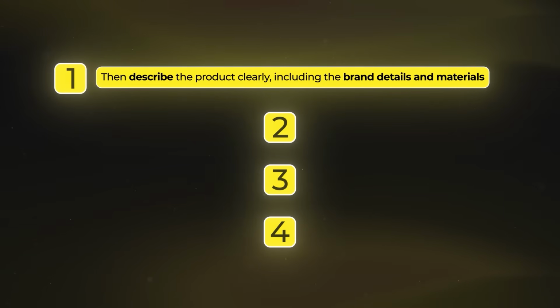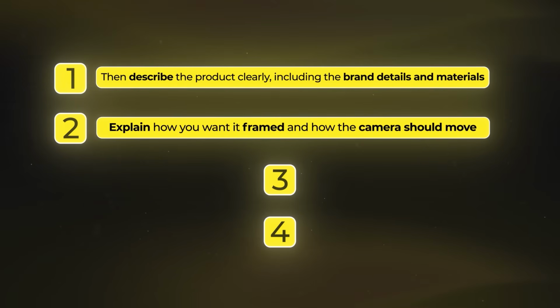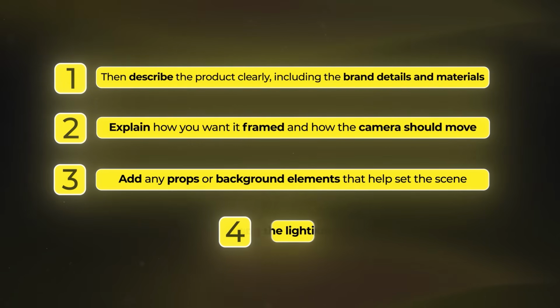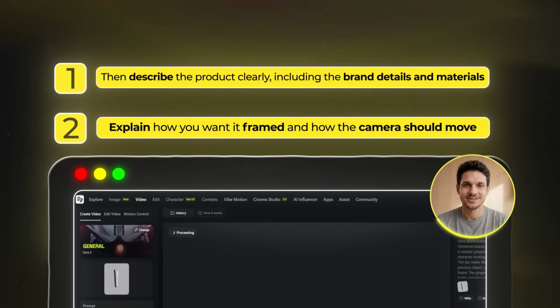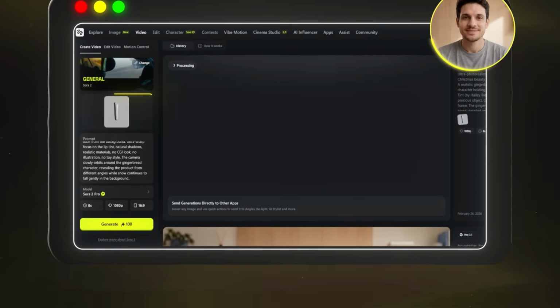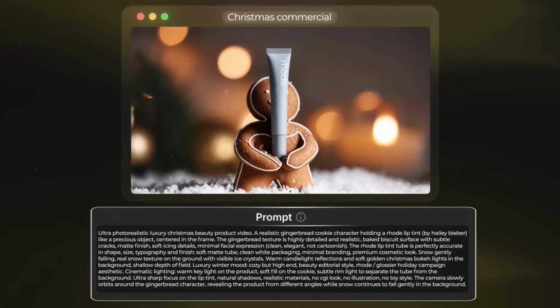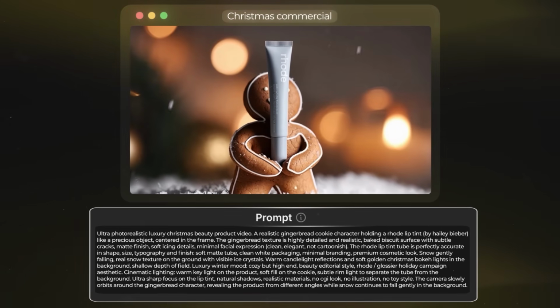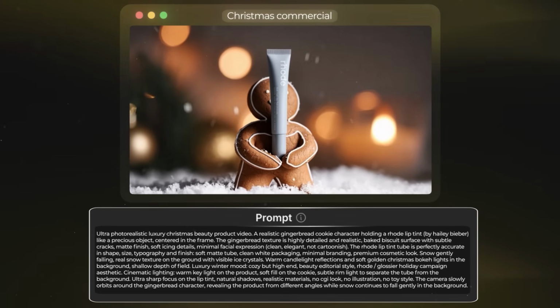Then describe the product clearly, including the brand details and materials. Explain how you want it framed and how the camera should move. Add any props or background elements that help set the scene, and finish by describing the lighting and how it should look. For the first one, I'll use this picture of a lip tint and create a Christmas commercial. There's a gingerbread cookie character holding the product with realistic biscuit texture and subtle cracks. This looks really good, combining a mix of playfulness and luxury.